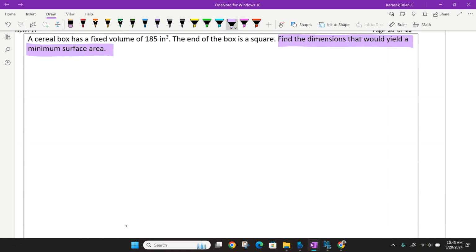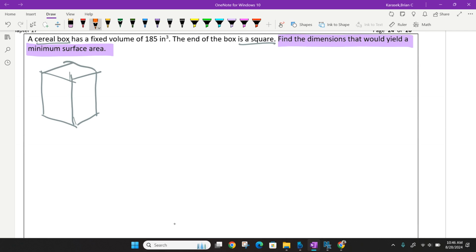Okay. Now, I don't know about you, but I'm a very visual person, so I'm going to sketch this out and see what's going on here. I have a box, and the end of the box is a square. So I've got something that looks like this. Excuse my poor artistic abilities, but the bottom of the box is a square. So this side and that side have the same length. I'm going to choose to call those dimensions x.